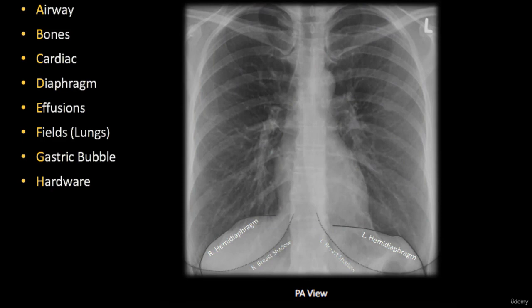The diaphragm is next to identify. The right and left domes of the diaphragm protrude upward, and normally the right one is a little bit higher than the left one. This is because of the big organ we have just under the right dome of the diaphragm, the liver. The liver pushes it a little bit up.